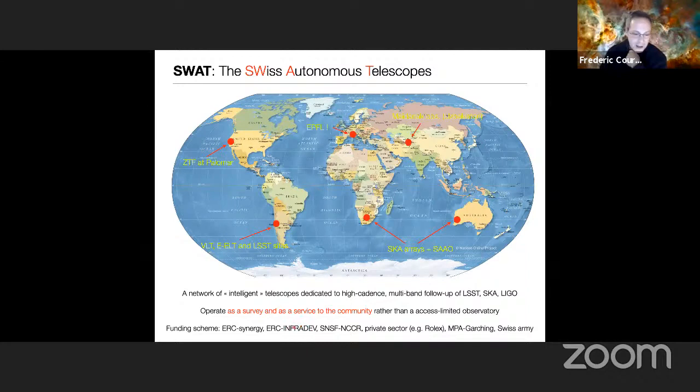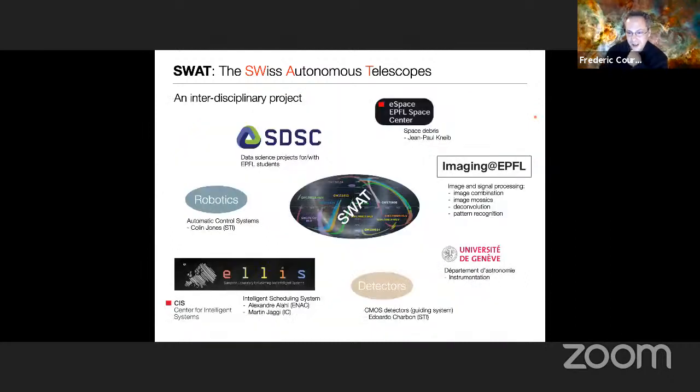Now, this is more because it's part of the talk for EPFL here. The funding scheme for this is essentially some European funding, private sector, since we're in Switzerland, and MPA Garching would participate. In fact, the Swiss Army would likely pay for the tracking of space debris, especially the undeclared ones or the moving ones while they should not be moving. So in fact, the space junk is also the business model of the telescope. Just to give you an idea of how interdisciplinary this project would be.